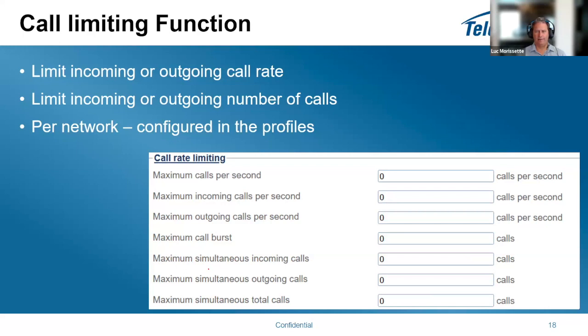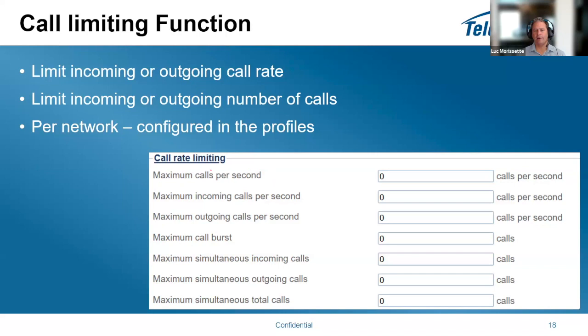The last function I wanted to show you for the call routing is the call limiting function. So you can limit incoming or outgoing call rate. You can limit incoming or outgoing number of calls. And this is all configured per network. And we can configure this in the profiles. Okay.